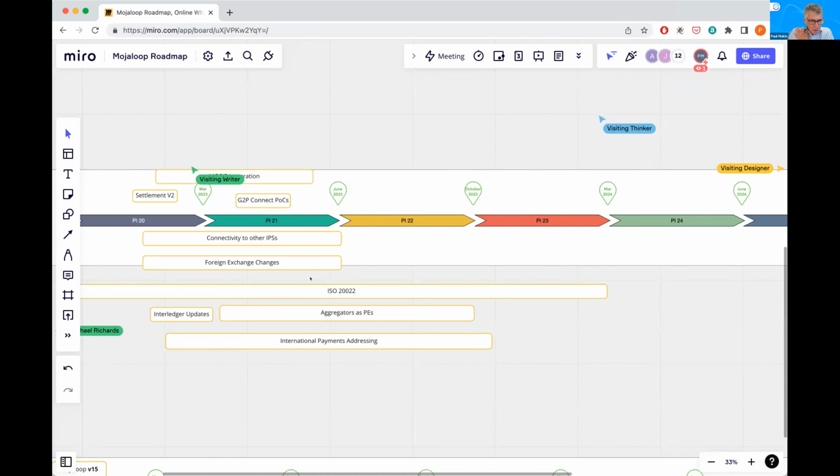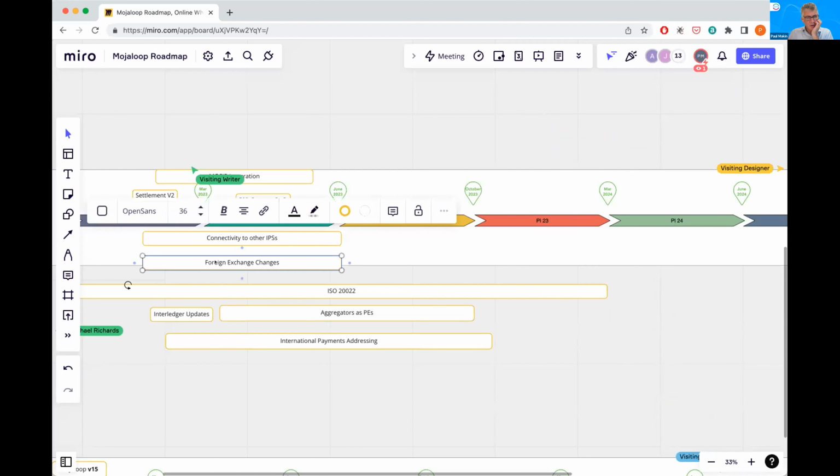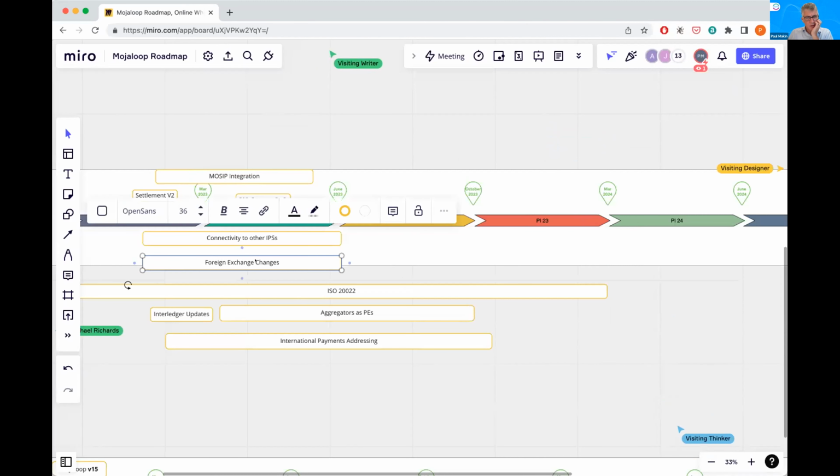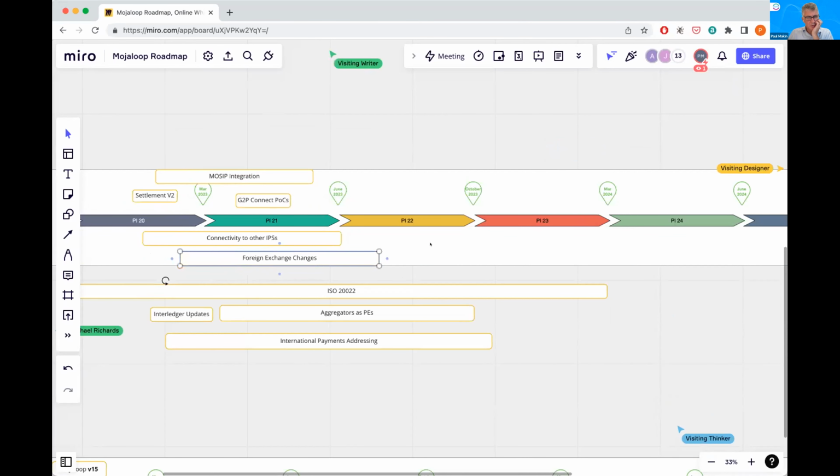Okay. I would say also that there are dependencies here which we should perhaps explore. For example, foreign exchange cannot actually be completed until settlement V2 has been completed. So maybe that needs to be moved out a little further.